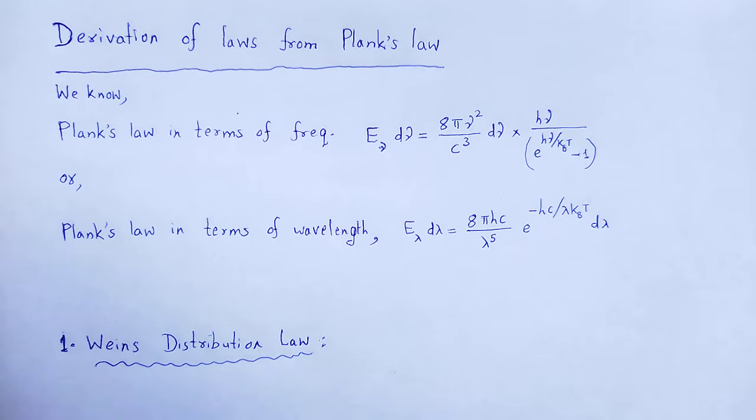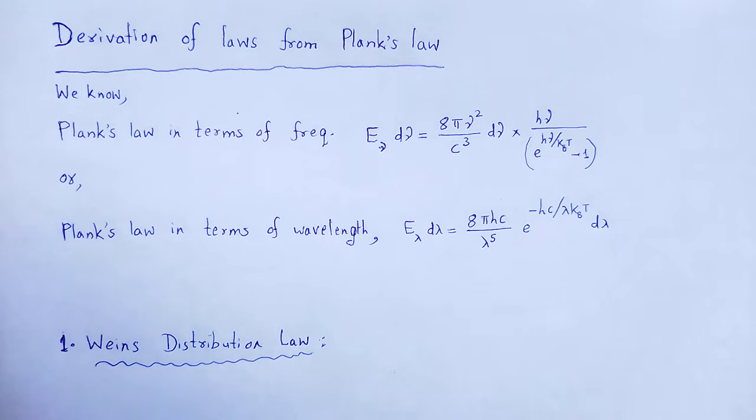In that session, we have discussed how various laws regarding blackbody radiation spectrum can easily be derived by using Planck's law of blackbody radiation spectrum. The laws are Wien's distribution law, Rayleigh-Jeans law, Stefan-Boltzmann law, and finally Wien's displacement law. These laws are derived from Planck's law of blackbody radiation.